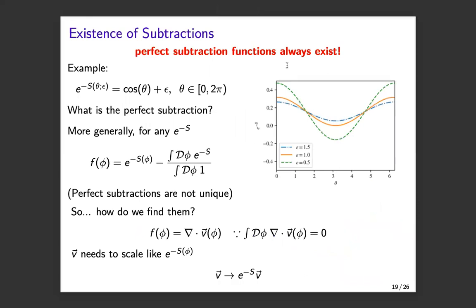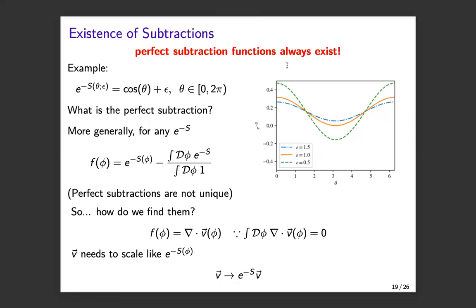Yeah, so the nice thing is that for any distribution, a perfect subtraction function, which gets rid of the fluctuation, always exists. Whatever the theory, scalar field theory, bosonic, or finite density QCD, it exists. The remaining problem is to find it, which is a big problem.